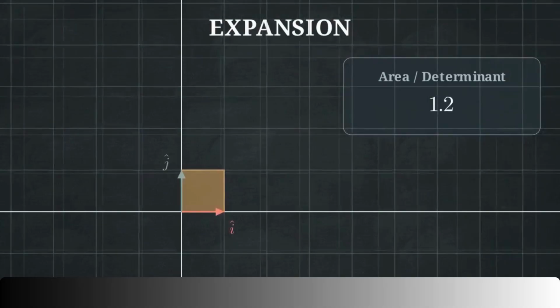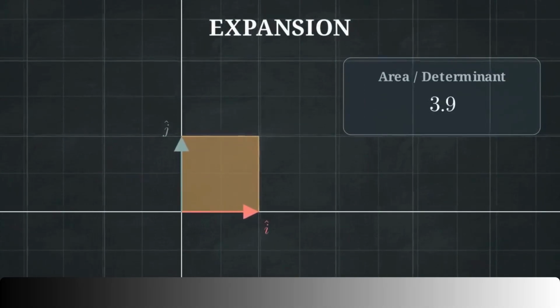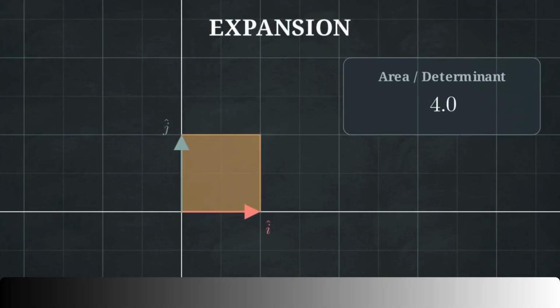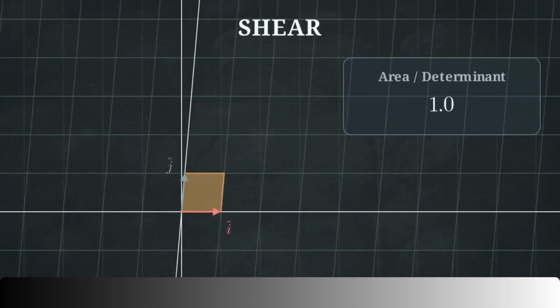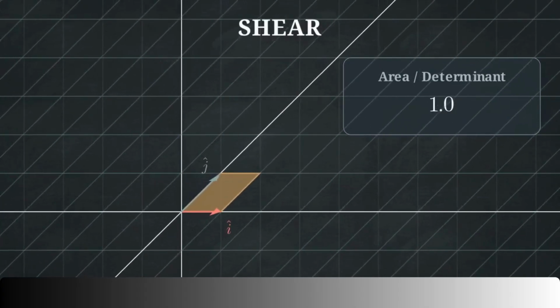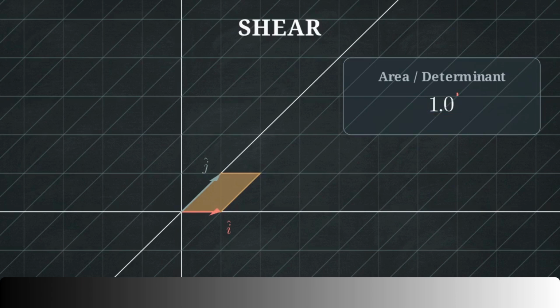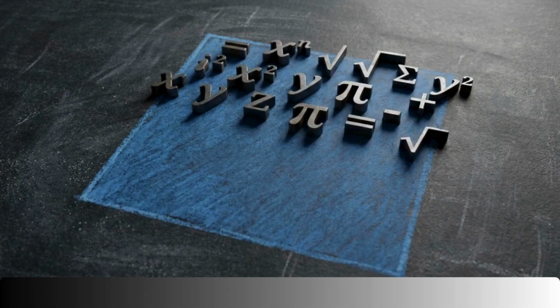When the determinant is greater than 1, vectors stretch the unit square into a larger parallelogram. Now, during a shear transformation, the vectors slant the shape, but the area counter remains exactly 1. The space is identical. This happens because the algebraic formula, AD minus BC, is actually a geometric calculation of physical area.